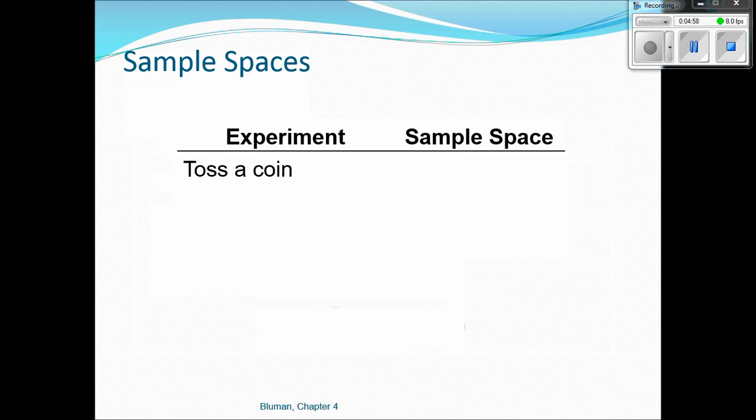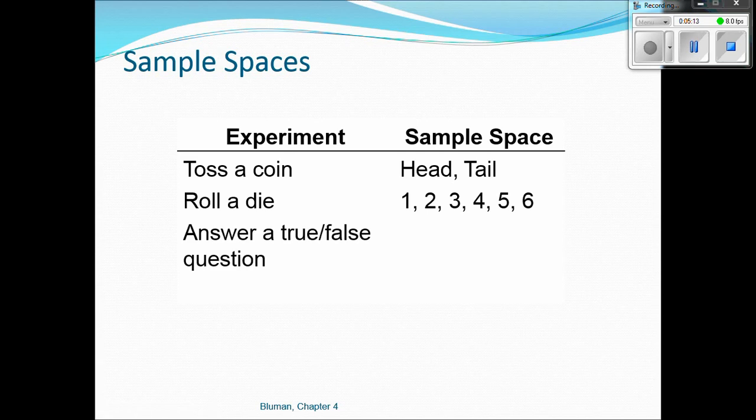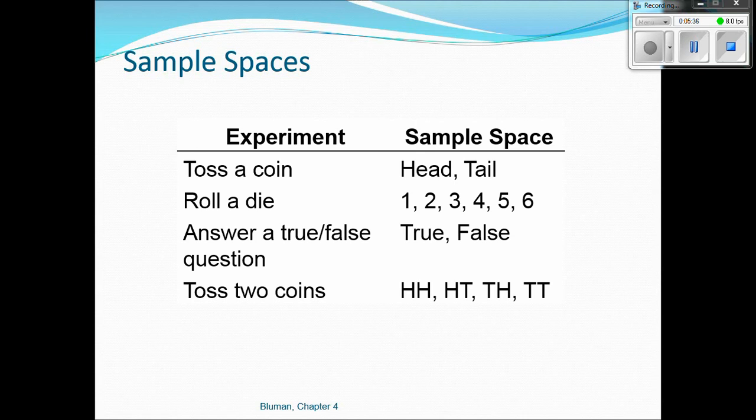So we'll quickly look at some other ones. If the experiment is tossing a coin, your sample space is getting a head or getting a tail. Like we just said, rolling a die, it's getting a 1, 2, 3, 4, 5, or 6. If you have a true or false question, your sample space is either picking true or false. If you toss 2 coins, what are the different things that could happen? Well, you could get a head and a head, a head and a tail, a tail and a head, or a tail and a tail.